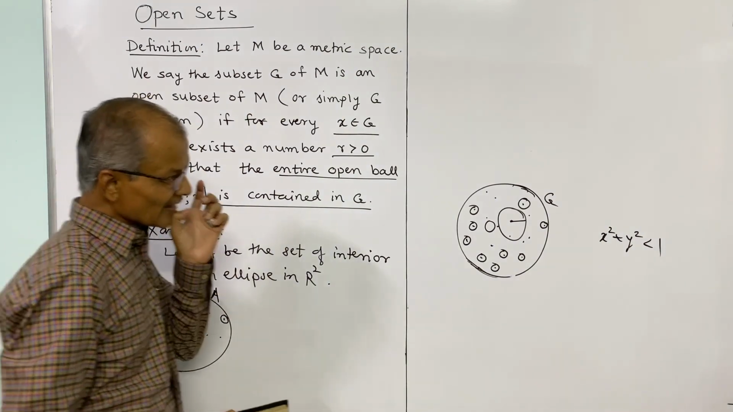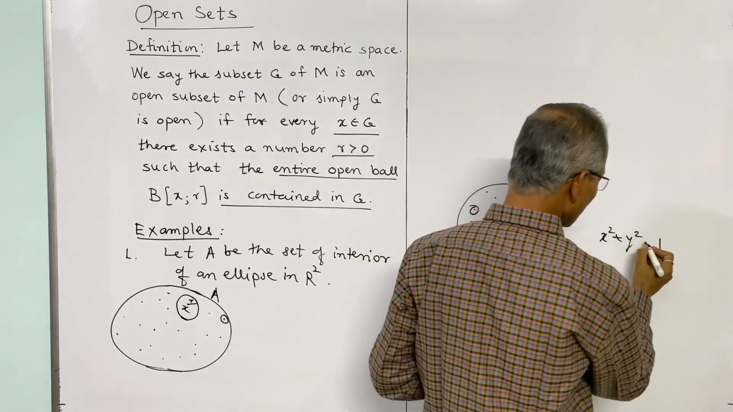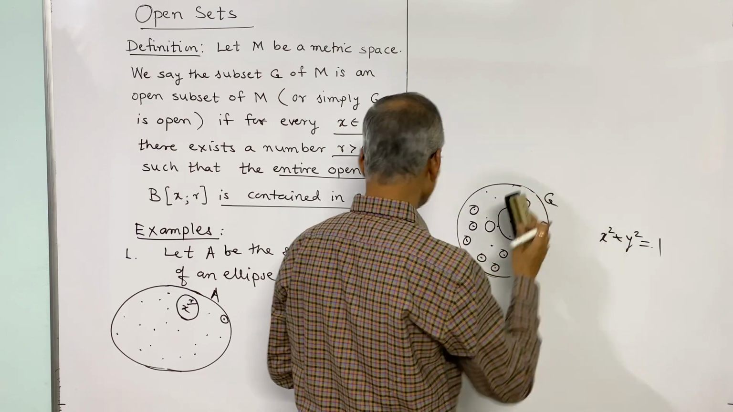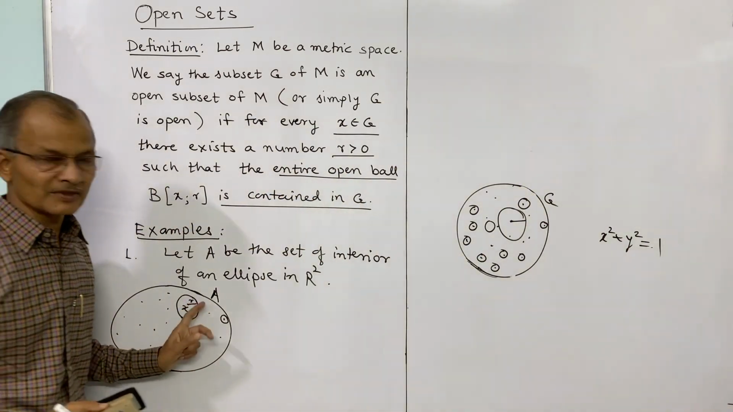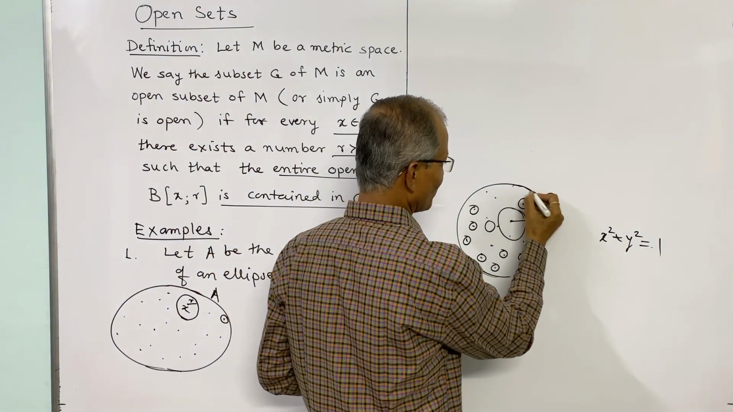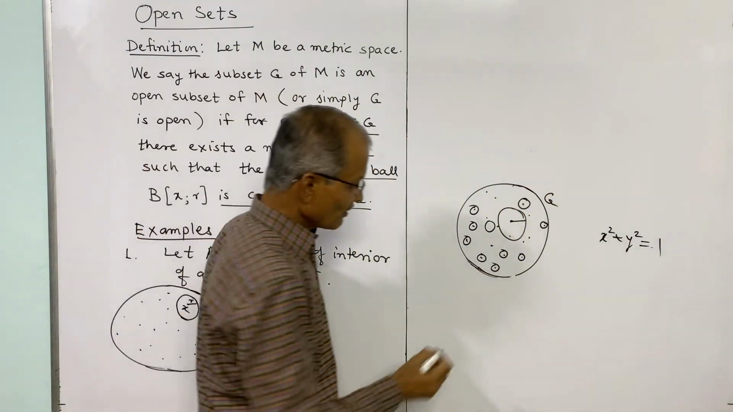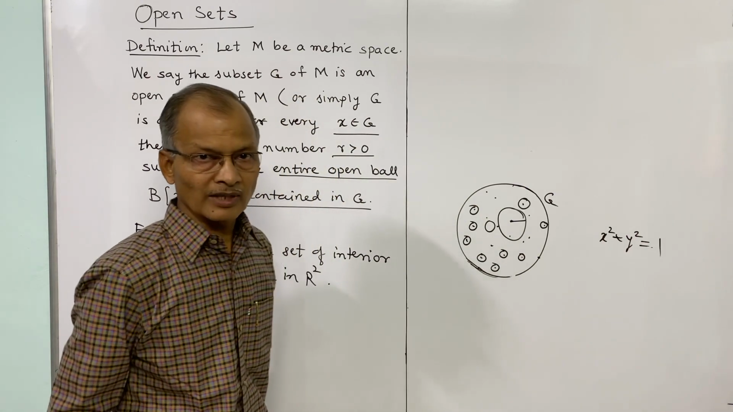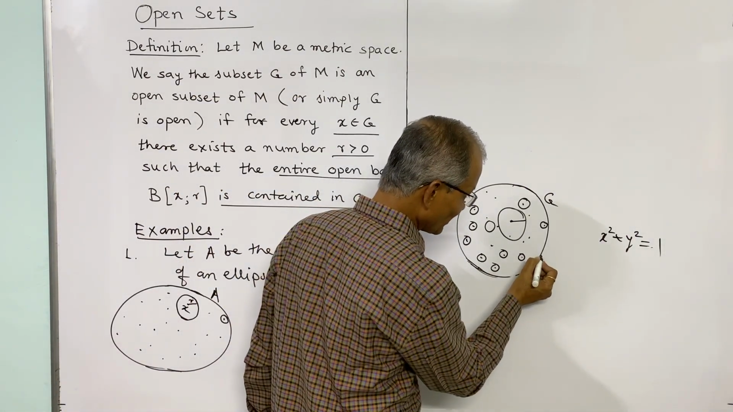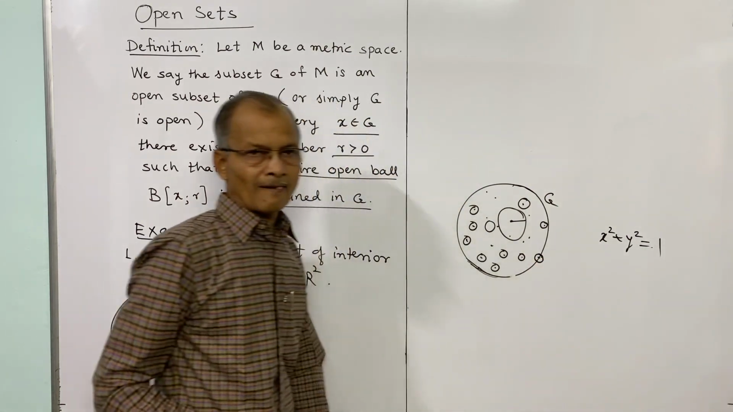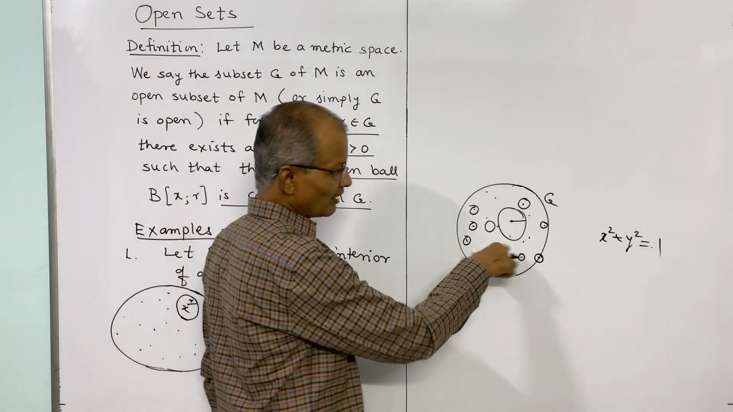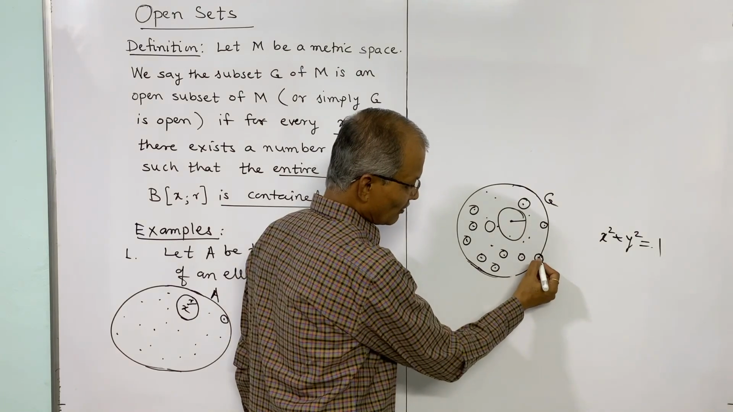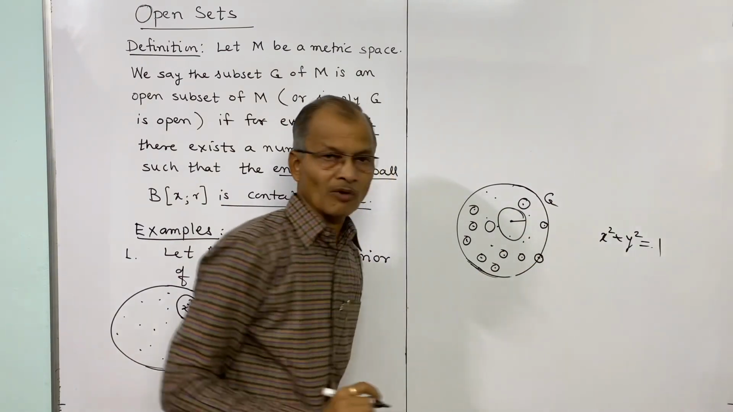And now if I consider the circle of radius 1, then the points on this circle, or the points on the boundary of this ellipse, whether that set will be an open set. Now it will not be, because if I take this point and if I try to construct an open ball around that point, however small the radius is, some part will lie outside the set, that is outside the interior of the circle. So this part is not there inside the set G, and therefore if we take this point on the boundary, then it will not form an open set.